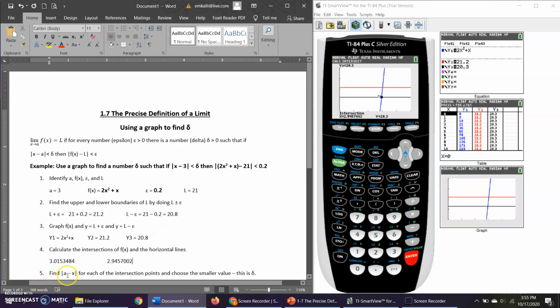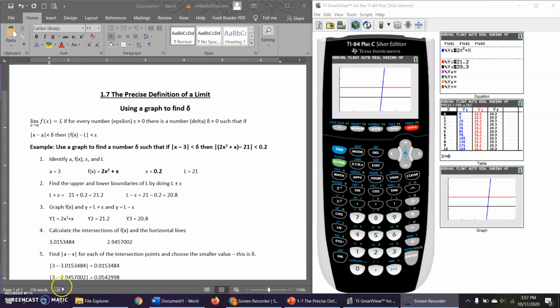Now for step 5, I have to do my a value, which is 3, minus this value, and then make it positive. Okay, so let me pause the video. I'll do both of those subtractions and you'll see what they are, and then I'll tell you how to find your answer. So what I did is I did my subtraction, and then I made my final answer positive. Now the last thing I need to do is select the subtracted value that is the smallest value.